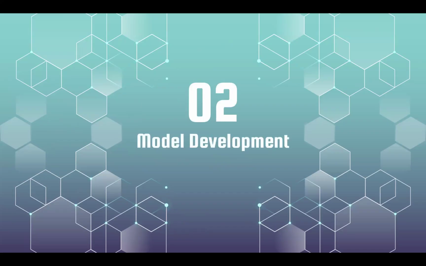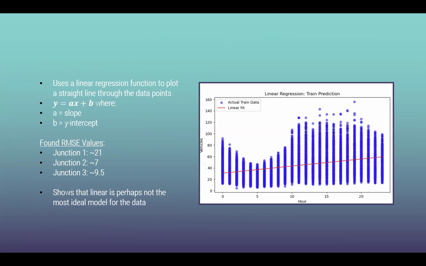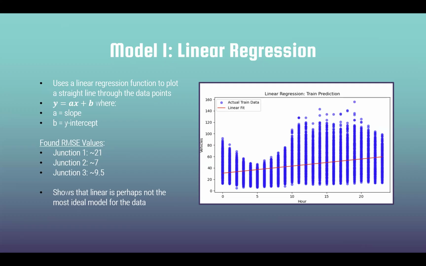So my main role in this project was developing the models for each of the junctions. Our first model that we'll look at was our linear regression model. We used a linear regression function to plot a straight line of best fit through the data points using the form y equals ax plus b, where a is our slope and b is our y-intercept. Looking at the picture, you can see how it plotted that line of best fit through the graph. And you can also tell that that's not a very good fit for such a complicated data set.